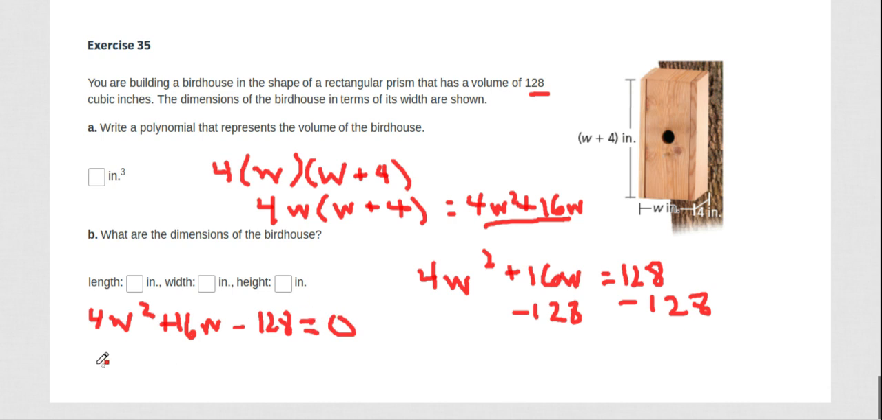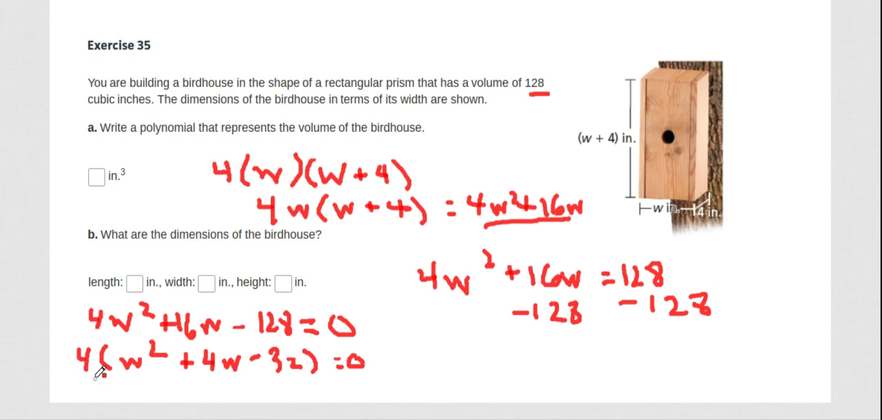And so now in order to solve this for W, I want to factor the polynomial. The first thing that you want to take a look at is if there's a greatest common factor. If you look at the numbers 4, 16, and negative 128, the greatest common factor is 4. If you factor out a 4 from the first term, you're left with W squared. From the second term, you'd be left with 4W. And from the last term, you'd be left with negative 32. All that's still equal to 0.